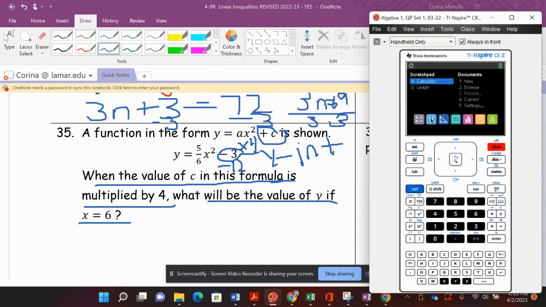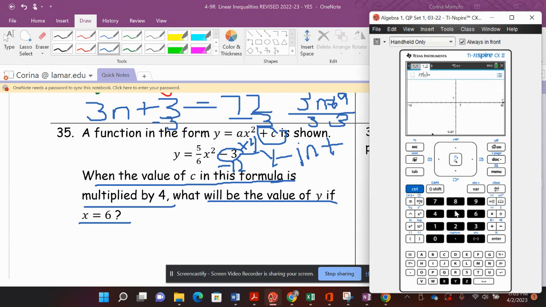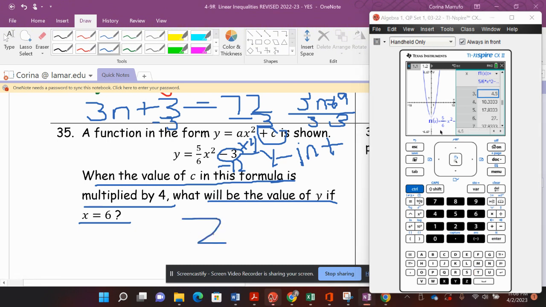And then it says, what would be the value of y if x equals 6? So I'm going to add a graph page for this one. And it's going to be control divide, 5 over 6 x squared, and then minus 3. Enter. And here it is. There's our graph, but we're going to use a table because we're looking for when x equals 6. So when x equals 6, our y value is 27.